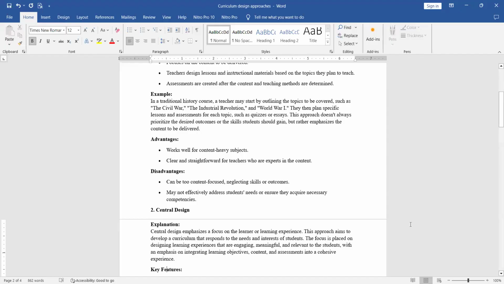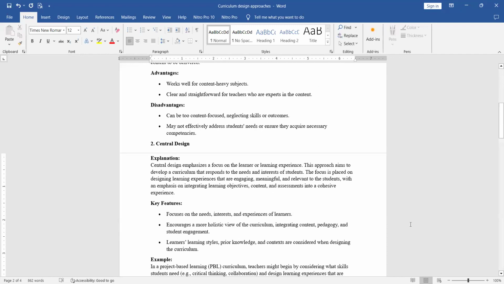In the central design, the focus is on the learner or the learning experience. That is the methodology. This approach aims to develop a curriculum that responds to students' needs and interests. The focus is on learning experiences that are engaging, meaningful, and relevant to the students, with an emphasis on integrating learning. It's actually cyclic, but the focus is on the learning experiences or the methodologies.